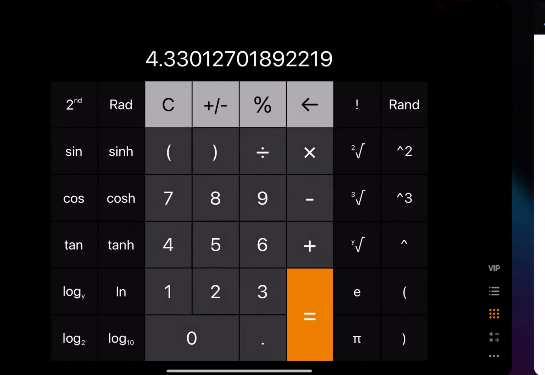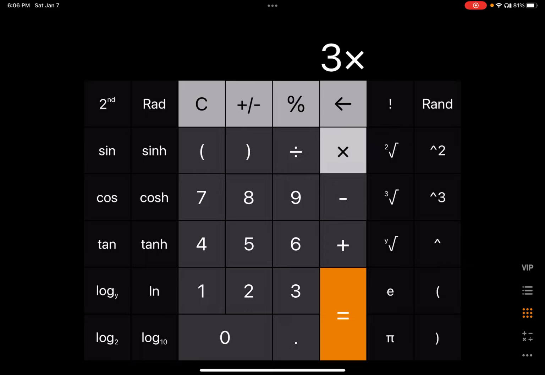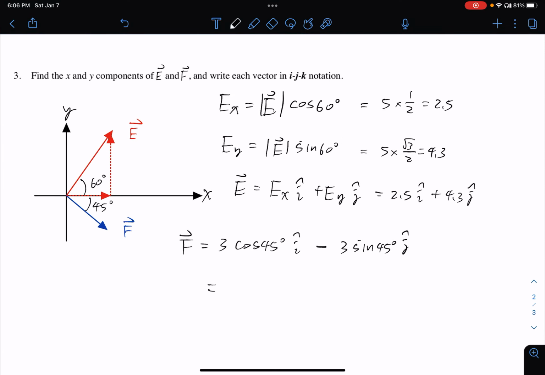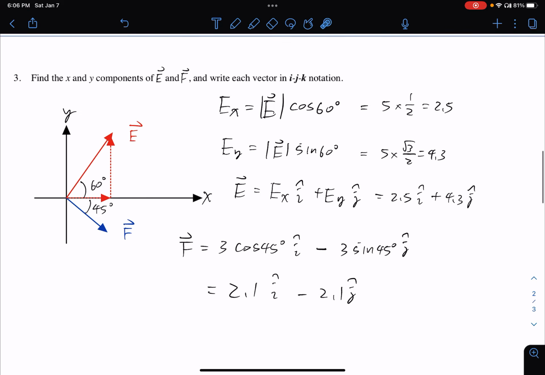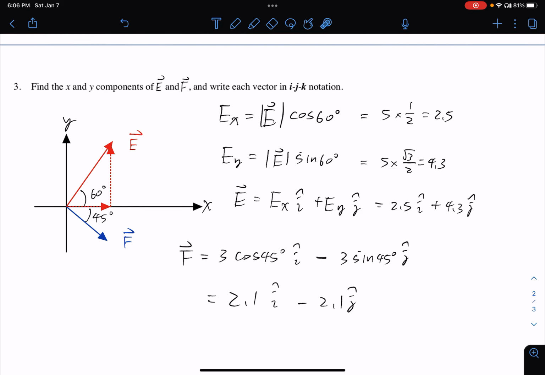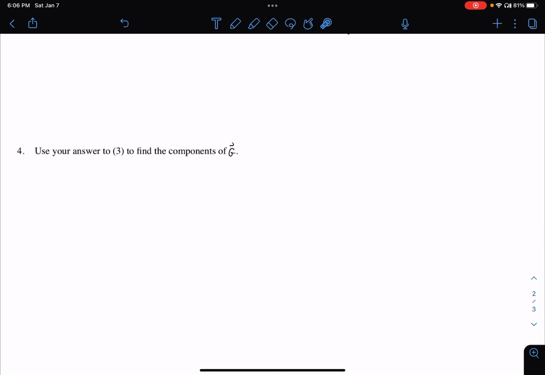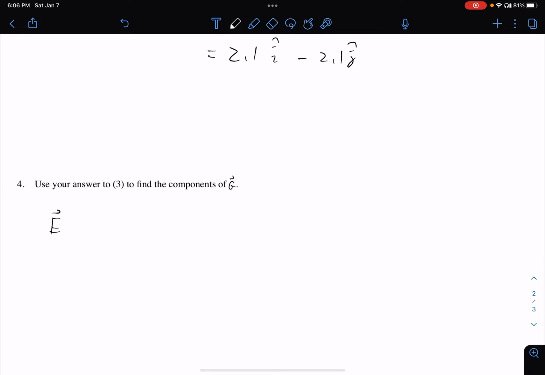So we can do the calculation. It is about 2.1, and this one is also going to be 2.1, because sine 45 and cosine 45 is the same. So this is how we get the components of E and F. Now we have their components, we can add E and F together using the components and get the vector G.